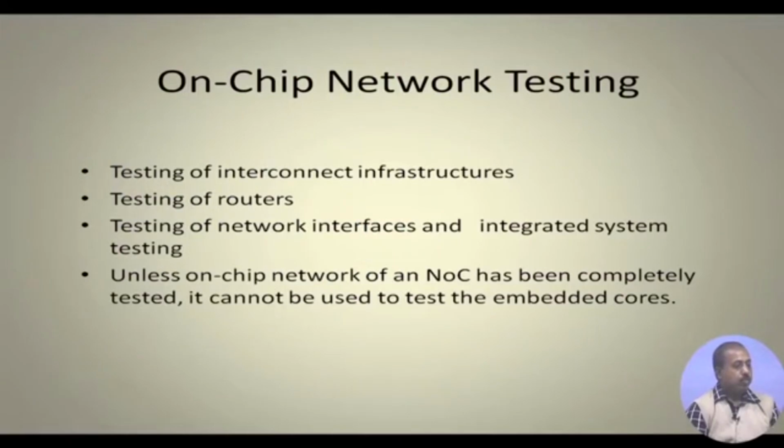rather we will be looking into the other part of it, like how you are going to check the on chip network part, that is the components of the network, that is routers and links, how you are going to test them. So, testing of interconnect structures, testing of routers, testing of network interfaces and integrated system testing. Unless the on chip network of an NOC has been completely tested, it cannot be used to test the embedded cores. So, this is definitely true.